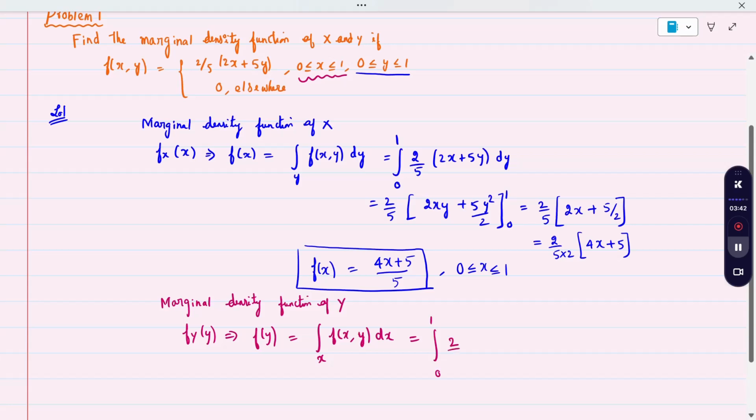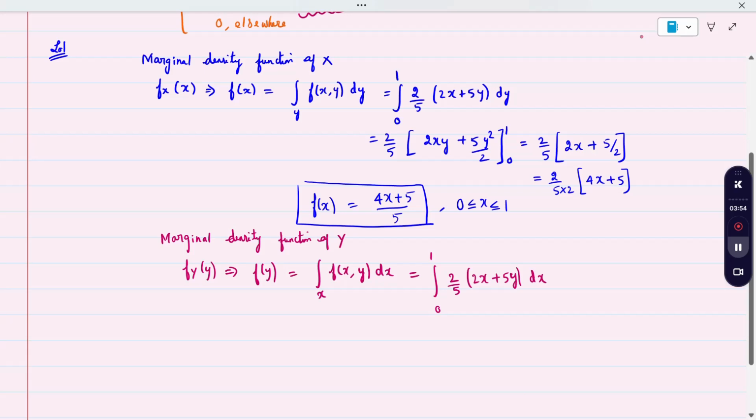F of x comma y is given in the question, into dx. Integrate it. 2 by 5, 2x squared by 2 plus 5xy. Substitute the upper limit and lower limit. Remember, you have to substitute only for x; y you should not substitute. The 2 gets cancelled. Substituting x as 1, we get 1 plus 5y.